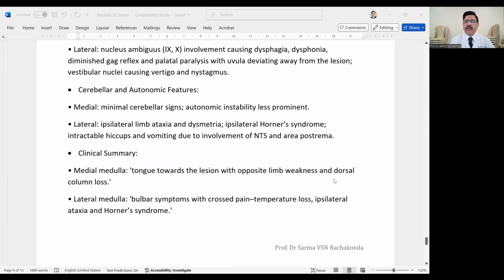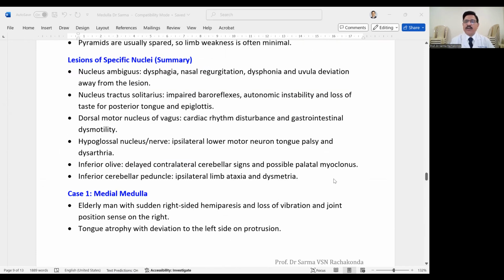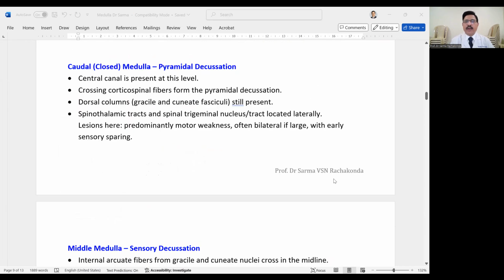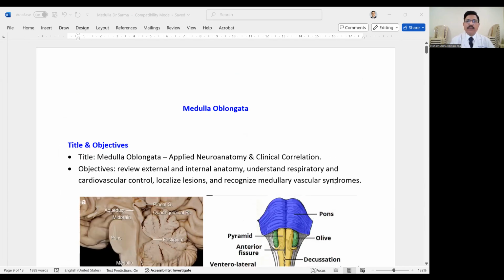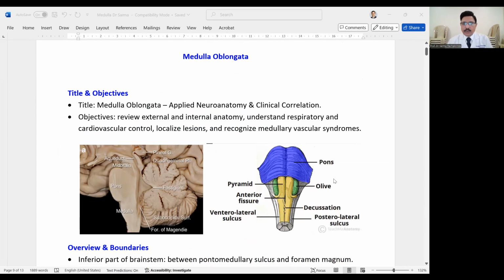Such a wonderful, succinct talk on the medullary syndromes as well as on the anatomy and structures. This PDF is going to be with you. You use it. This midbrain, pons, and this one, these three have come out very clearly, and you don't have to go into any textbook for these things. These are good enough.